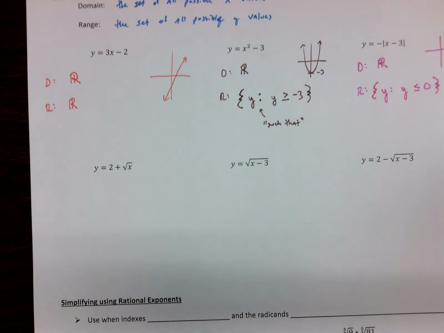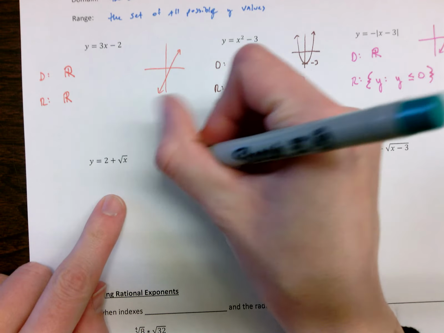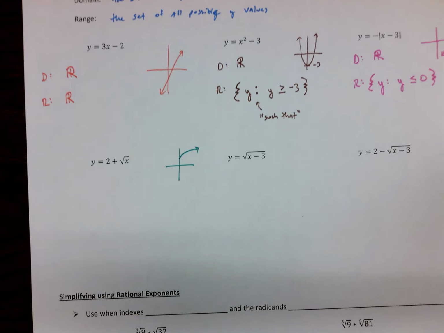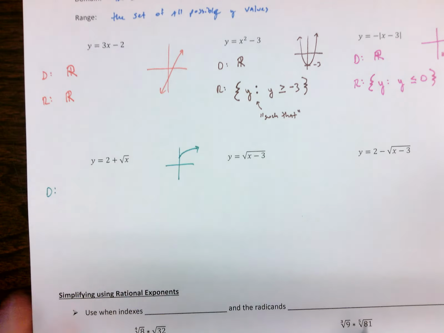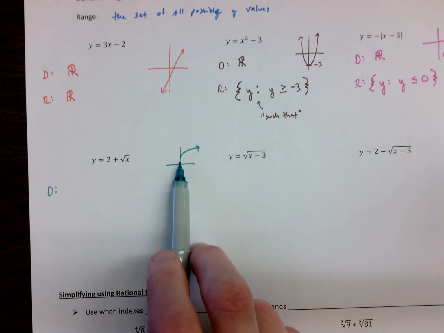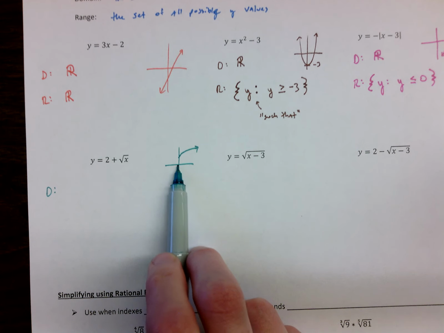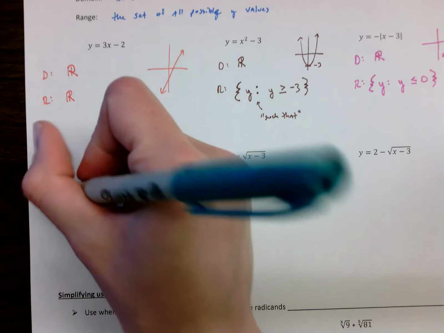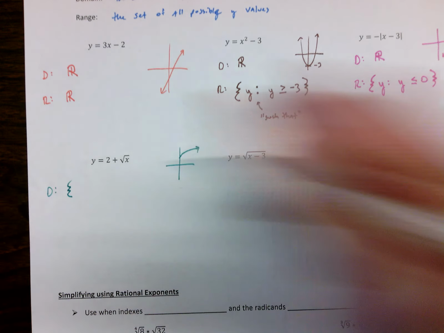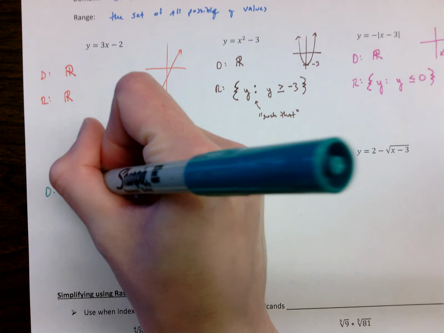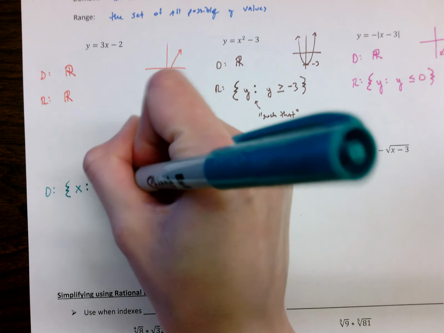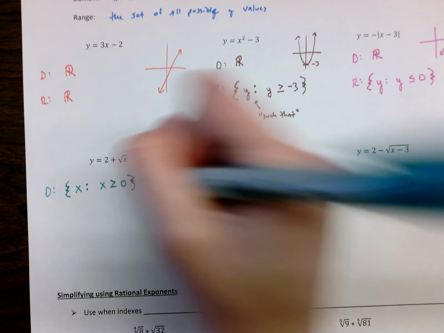All right, next guy. This one is a square root function, and it's been shifted up 2, so my graph is going to look something like this. All right, so my domain, finally, one that's not all real numbers. For this one, I'm only ever hitting x values that are 0 and larger. I'm never getting negative x values. So my domain is going to be the same thing as the last one: brace, x such that x is greater than or equal to 0.